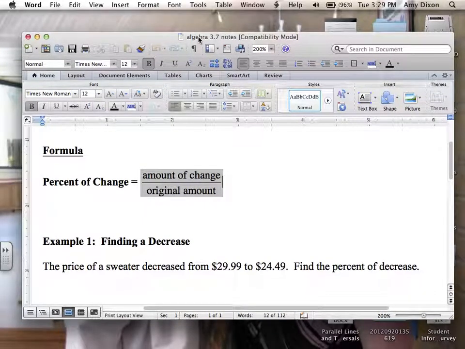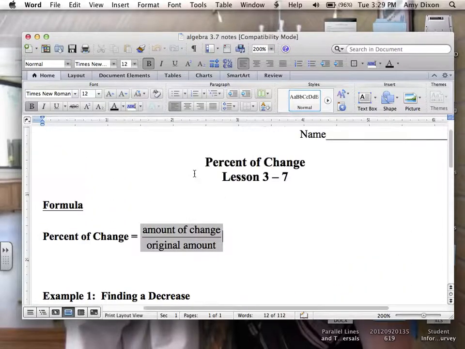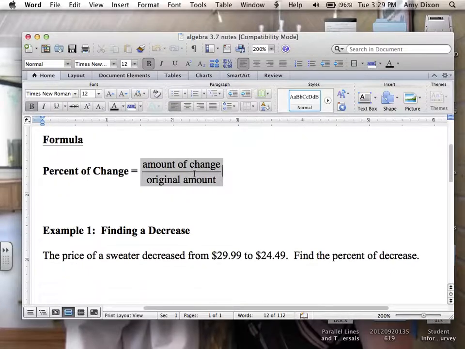Okay, today we're going to look at percent of change. Percent of change should be reviewed for middle school. The percent of change formula is the amount of change over the original amount. That's the formula.